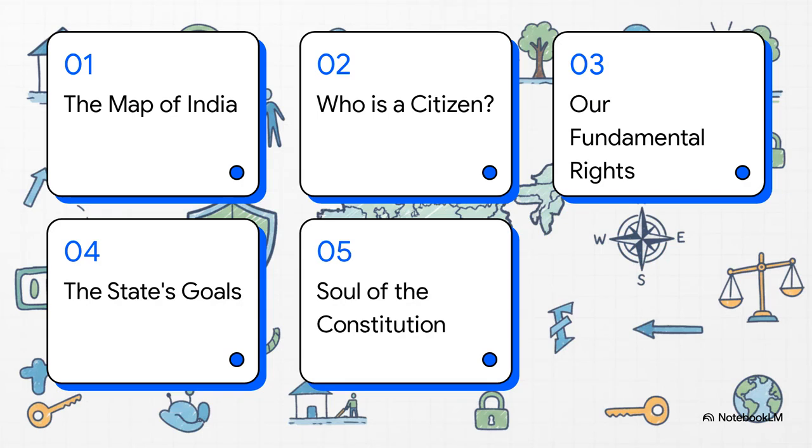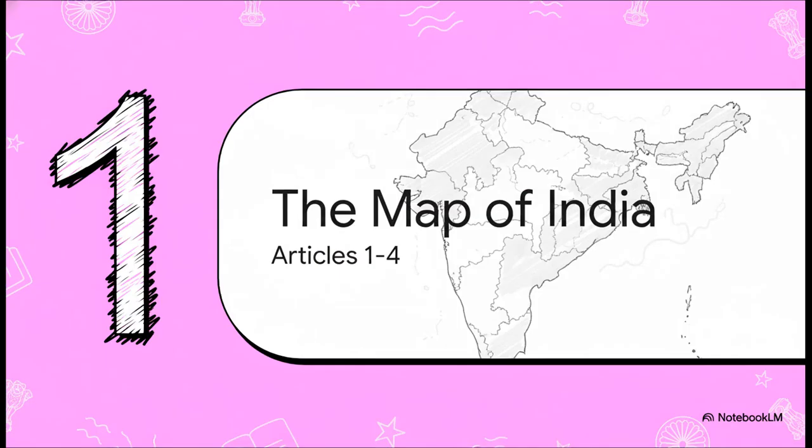All right, so here's our roadmap. First, we'll look at how the map of India was drawn. Then we'll figure out who gets to be a citizen. After that, we're diving into our fundamental rights, the big stuff. Then we'll look at the country's long-term goals, and finally, we'll pull it all together to really understand the soul of the Constitution. Okay, let's kick things off with Part 1, Articles 1 through 4.